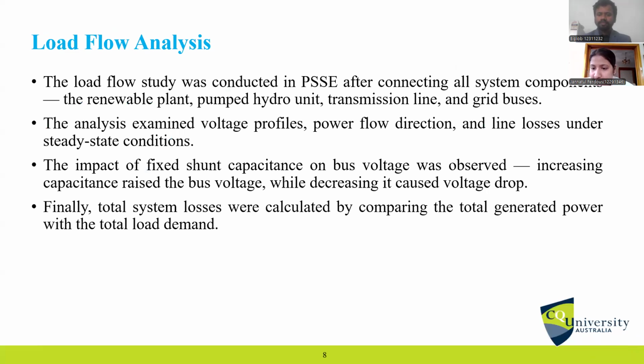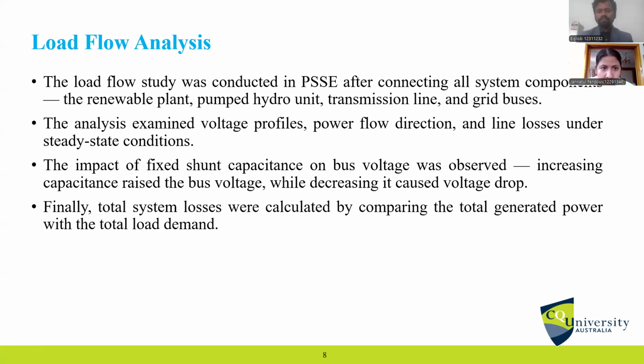Next one is load flow analysis. Load flow analysis was done in PSSE after connecting the renewable plant, pump hydro unit, and transmission line to the grid. We looked at voltage profiles, power flow direction, and line losses under steady state conditions. One key observation was how shunt capacitance affected bus voltage. Higher capacitance improved voltage levels, while lower capacitance caused drops. Finally, we calculated total system losses by comparing generated and load power, confirming overall system efficiency.